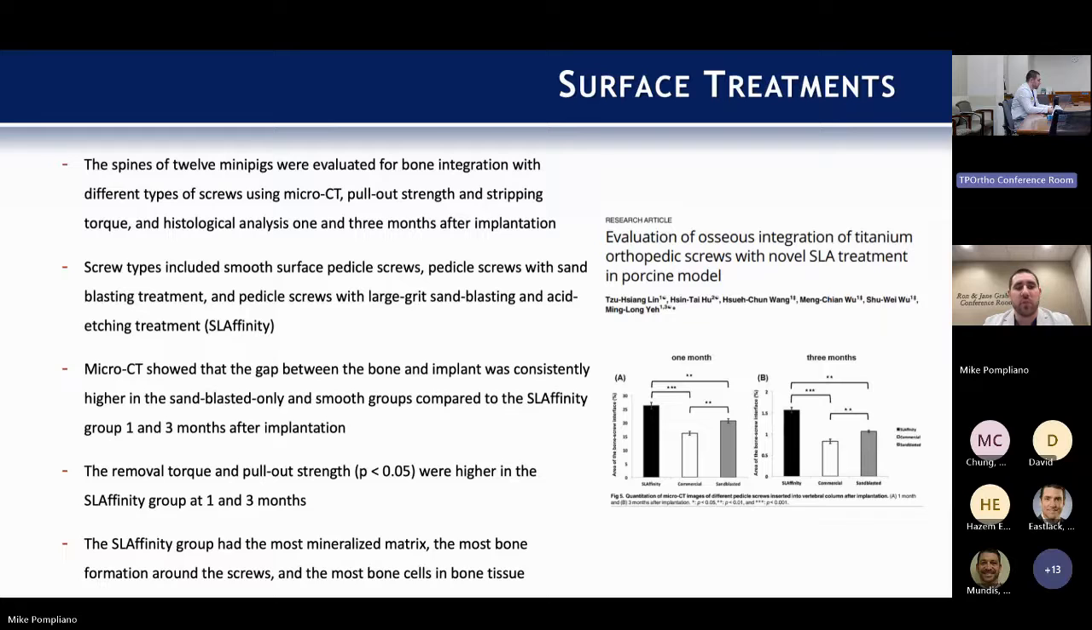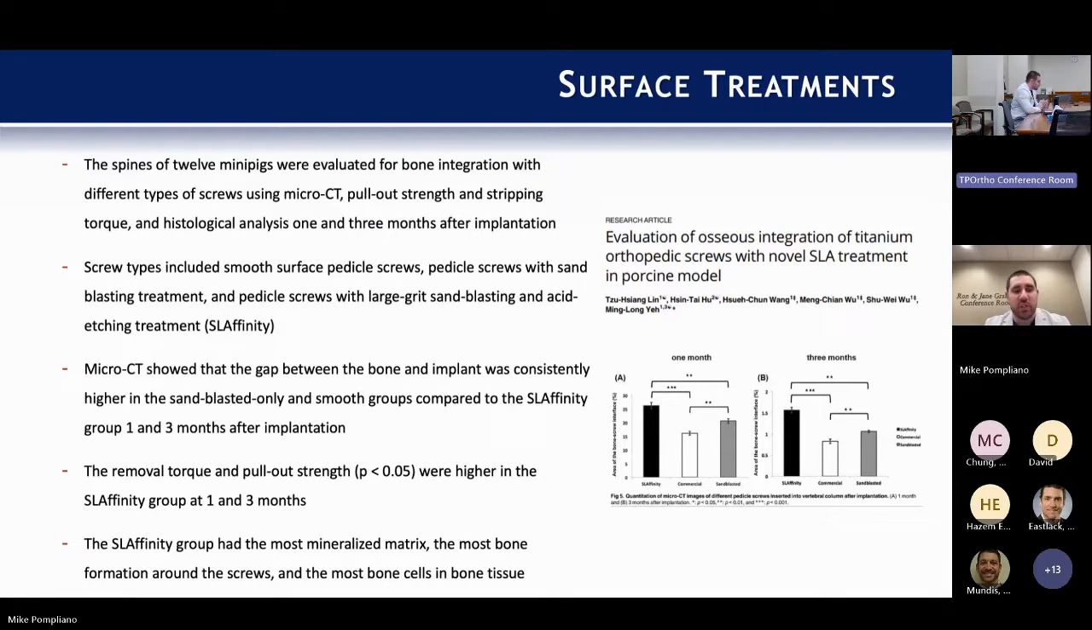This study looked at 12 mini pigs evaluating bone integration with different types of screws. They used micro CT, pull-out strength, and stripping torque, as well as a histological analysis at 1 and 3 months to further evaluate that. They used both smooth surface screws as well as ones with a sandblasting treatment, and then also ones with acid etching, which they described as the SL affinity.